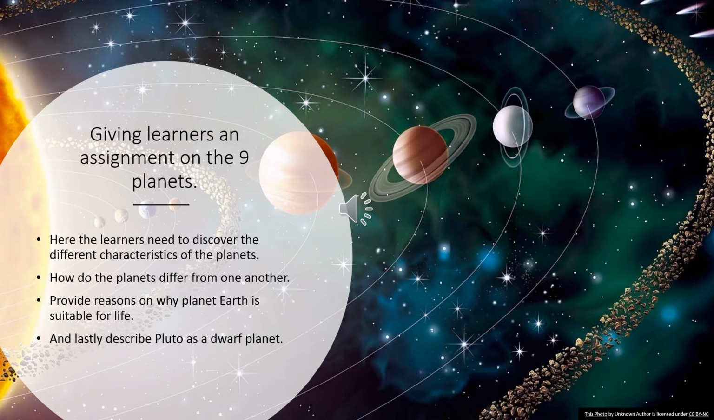Here I'm going to be giving the learners an assignment on the 9 planets of the solar system or in the galaxy. The learners will be required to discover different characteristics of the 9 planets. They have to explain how the planets differ from one another and provide the reason why planet Earth is suitable for life. And lastly, they have to describe why Pluto is regarded as a dwarf planet.